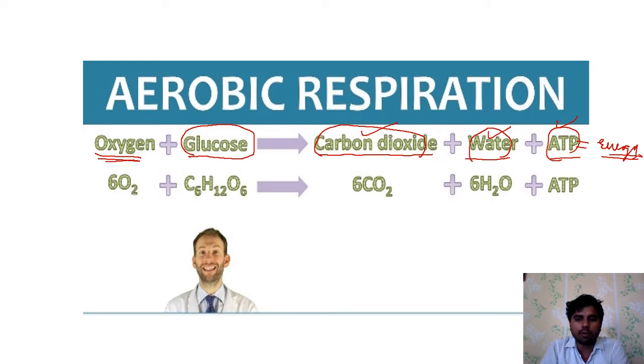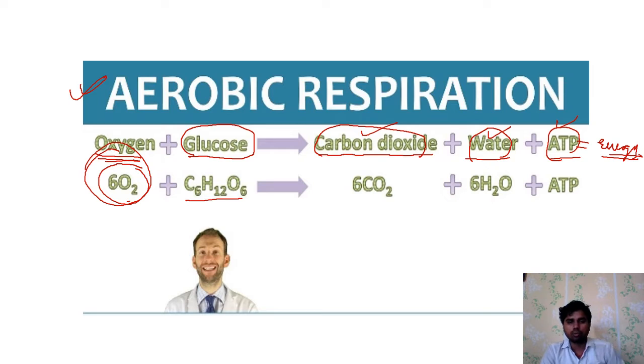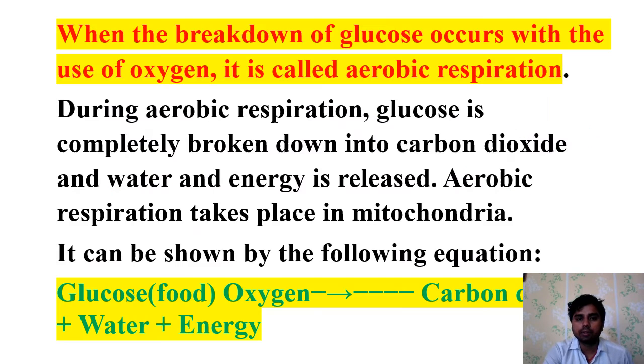So in the equation itself we can see the use of oxygen. This means that this is aerobic respiration. How do we identify aerobic respiration? By seeing the oxygen. In the presence of oxygen only, this glucose, which we get from our food, gets oxidized into carbon dioxide and water, and then we get energy. I hope it is clear to you.